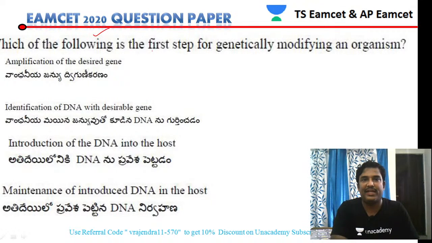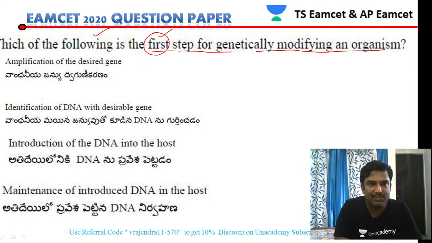Which of the following is the final step for genetically modified organisms? So first step, not the final. So the question is asking about the first step. What is the first step in recombinant DNA technology? The first step is to identify the gene of our interest.